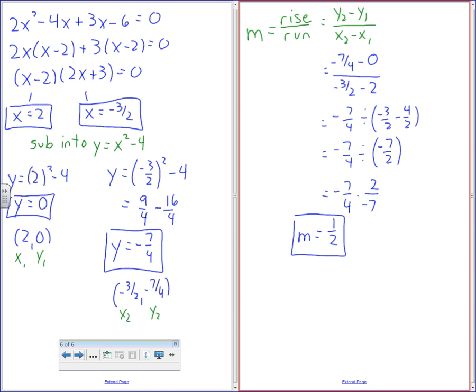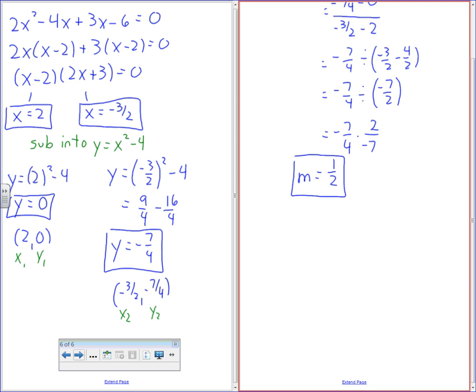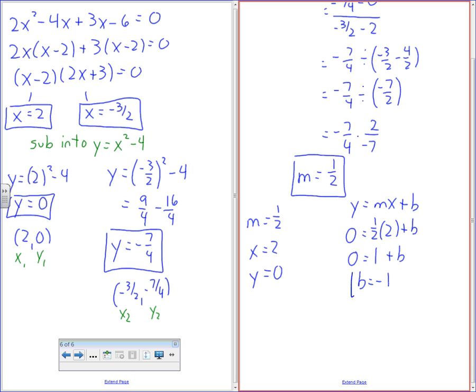All right, now we've got to get our y-intercept. There's many different ways to get it. I'm just going to do the y equals mx plus b thing. I'll extend the page here. I'm going to say m equals 1/2, x equals 2, y equals 0. So y equals mx plus b: 0 equals 1/2 times 2 plus b, 0 equals 1 plus b, so b equals -1. So y equals 1/2 x minus 1.